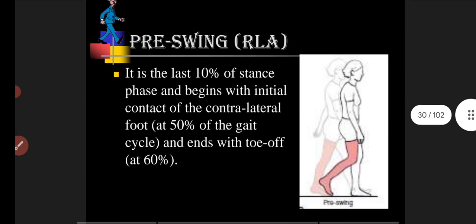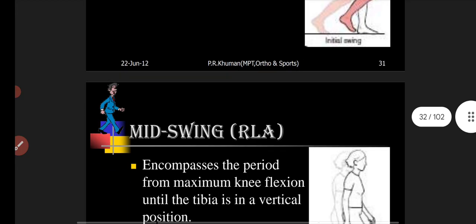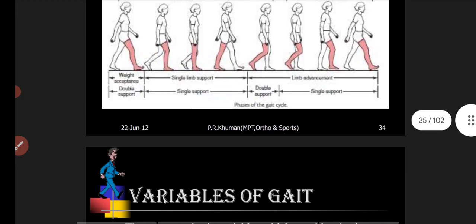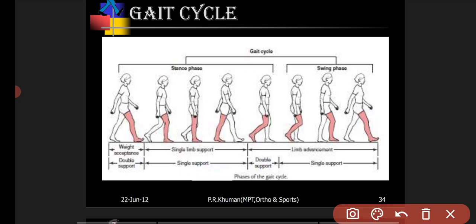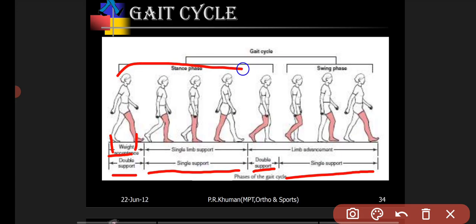Now we will go through the whole gait cycle in one picture. Here is the double support period, here is the single left support period, again the double support period, and here the single support period. This is the stance phase and this one is the swing phase.